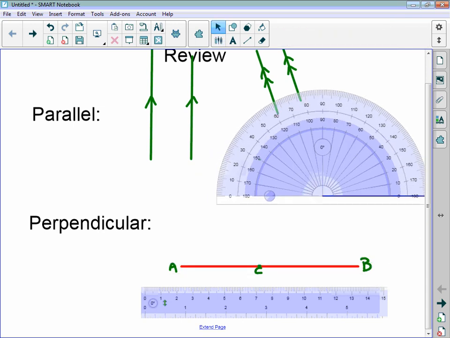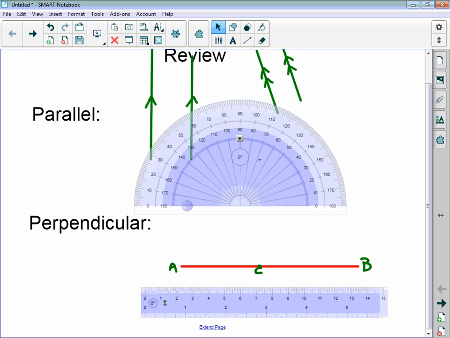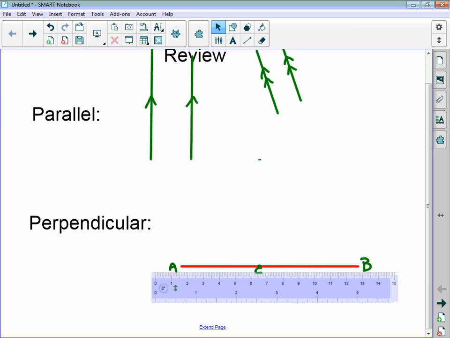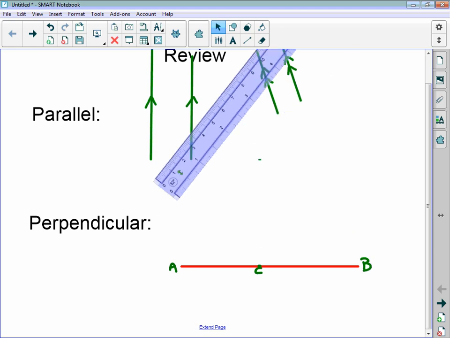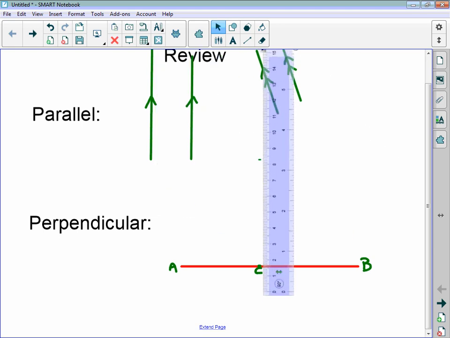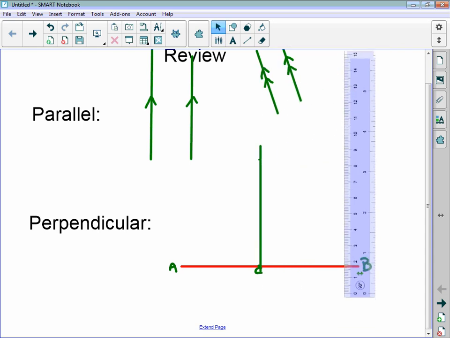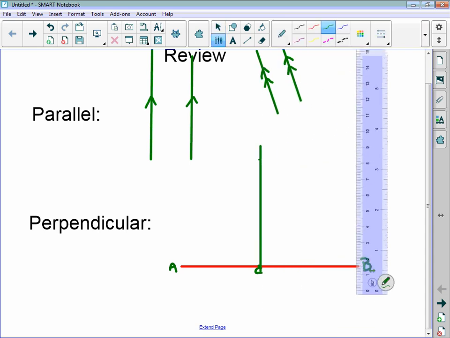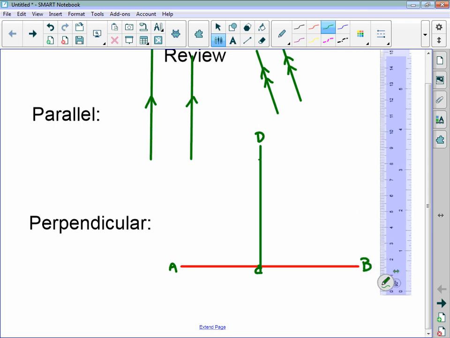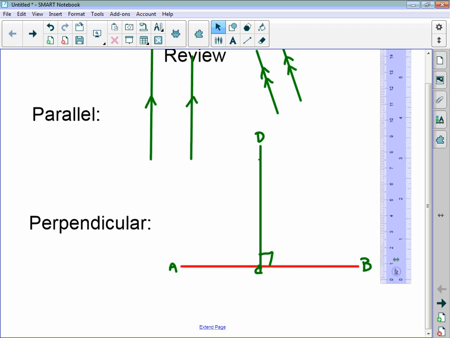Now I move my protractor away, and now I can take my ruler, put it upright, and connect these 2 points, point C and my new point. I draw a line through them, and this line is going perpendicular to line AB, so we could call this line CD. CD is going perfectly perpendicular, or 90 degrees, to AB, and to mark it so, we do a little square. That's an ugly square, but it does mean that it is perpendicular. So that's a quick review from last lesson.